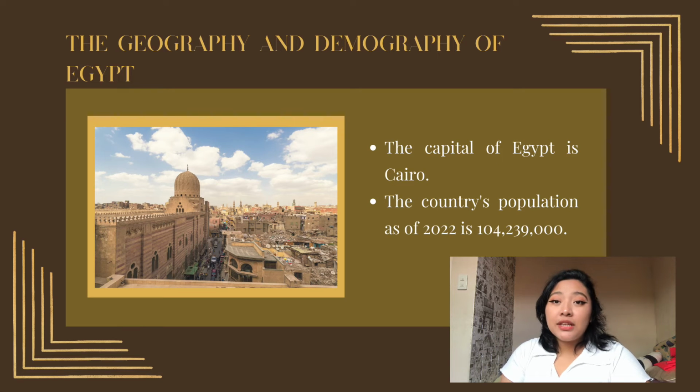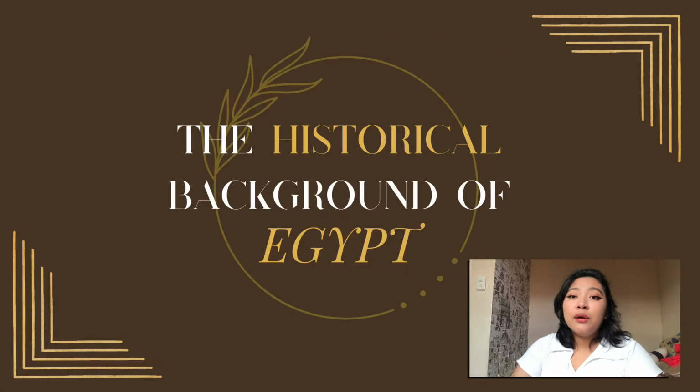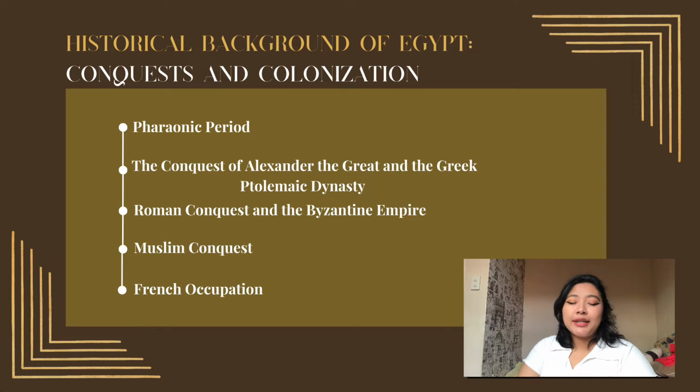The capital of Egypt is Cairo, and the country's population as of 2022 is 104,239,000. Moving forward, we will be heading to the historical background of Egypt. Enclosed within this part is a simplified timeline of the history of Egypt. Particularly, this focuses on the periods which provided a huge influence on the literature of the country.